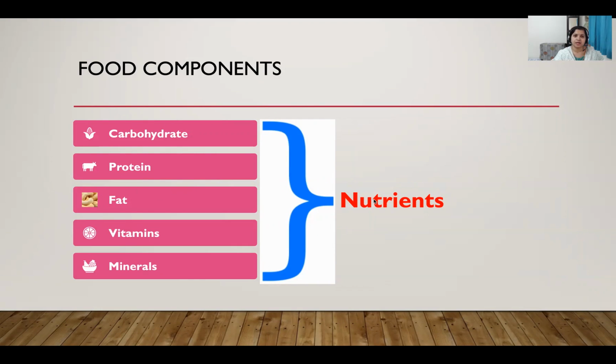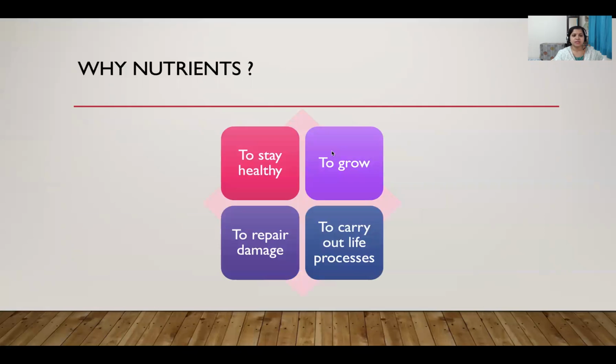For example, carbohydrate, protein, fats, vitamins and minerals. These components of food are also called nutrients. So why are these nutrients required for our body? To stay healthy, to grow, to repair the damage of our body, to carry out the life processes such as blood circulation, excretion, respiration, etc.